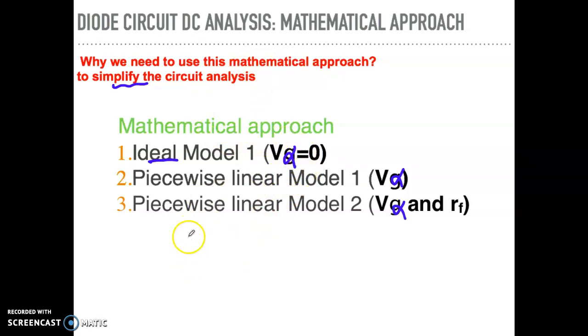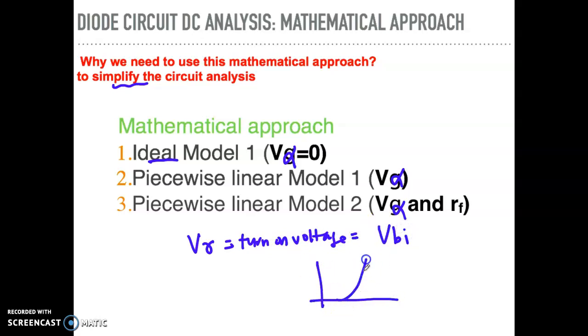So again, what is V gamma here? V gamma we can denote as the turn-on voltage, or as you learned before, what we call VBI. If we draw the graph, this is the graph of the diode, ID and VD. Which one will be forward bias? Here will be forward bias. What is the minimum voltage to turn on?